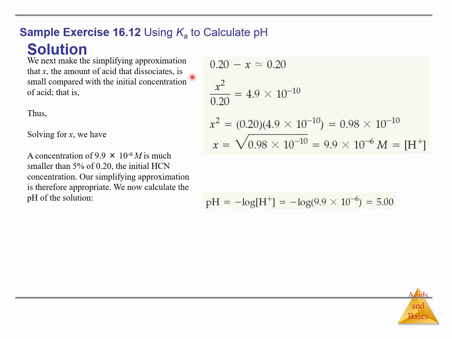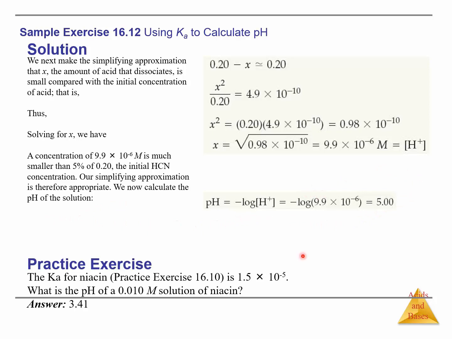We next make the simplifying approximation: the amount of acid that ionizes is small compared with the initial concentration of the acid. So x now equals this value, 9.9 times 10 to the minus 6 molar, and this equals H+. Now, the concentration of this is much smaller than 5% of 0.2, the initial HCN concentration, so our simplification is therefore appropriate. We now calculate the pH of the solution, and it's equal to 5.